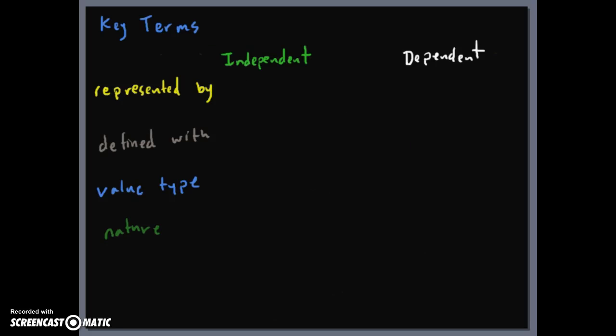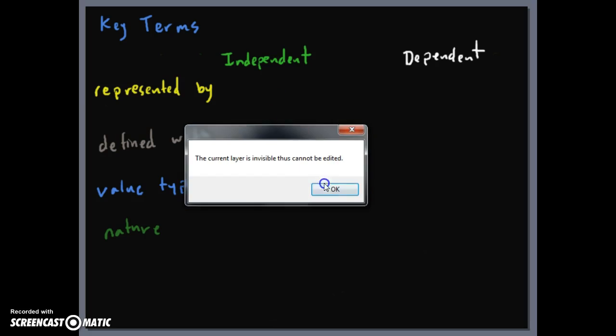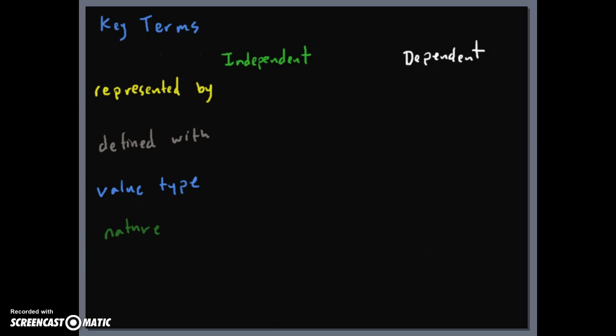So let's go back to our key terms. And so we've got these four different definitions for independent and dependent. So the independent variable is represented by x. In math, when x is used, it's representing the independent variable, and the dependent variable obviously is represented by y.